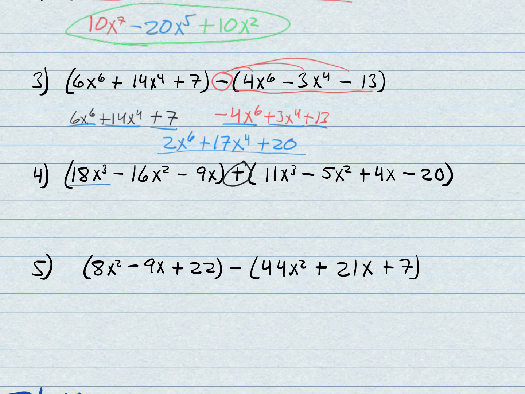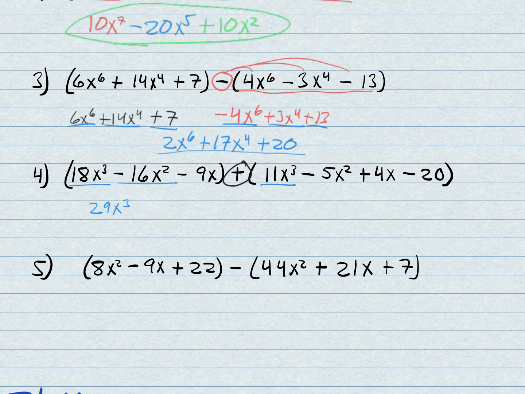So you see an 18x to the third, 11x to the third. They're like terms. We're adding. We don't have to change the sign of anything. Everything stays the same. So 18x to the third plus 11x to the third is going to give us 29x to the third. And then we just keep this going. Rinse and repeat. We do the exact same combining like terms.